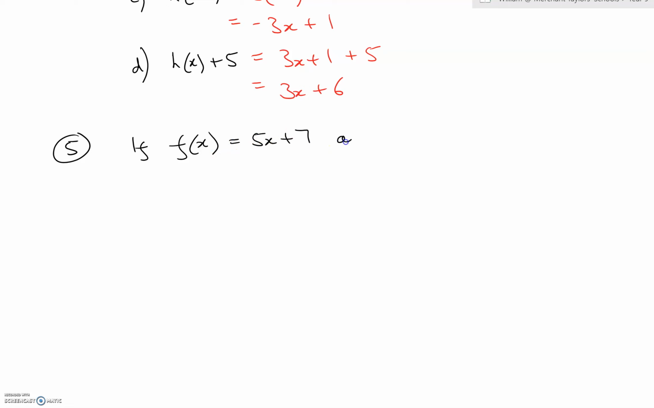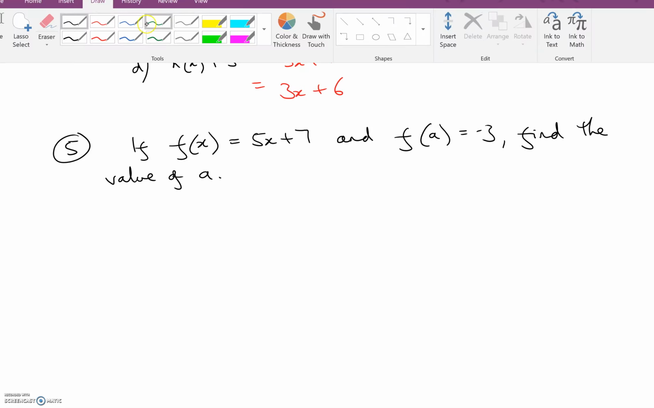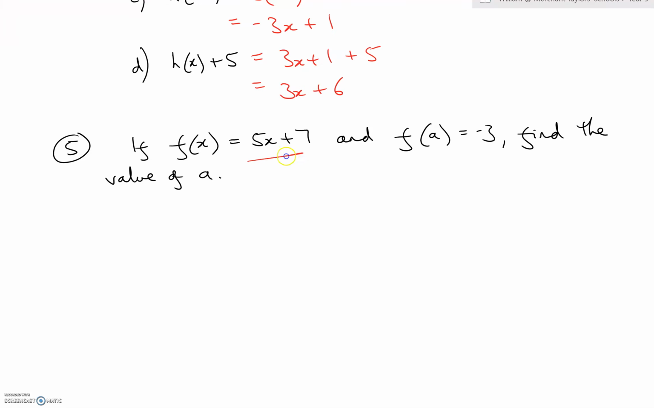So if f(x) is 5x plus 7 and f of a is minus 3, find the value of a. So again, slightly different, but we should be able to work out what's going on here. So if f of x is 5x plus 7, f of a, well, what's happened? The x has changed into an a. So f of a must be the same as this, but with the x changed to an a.